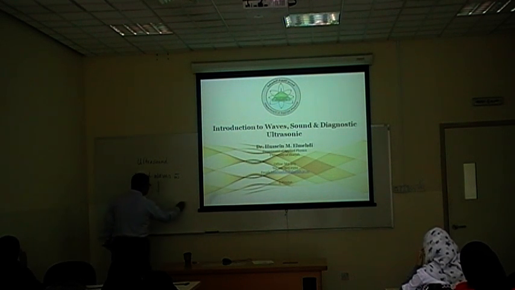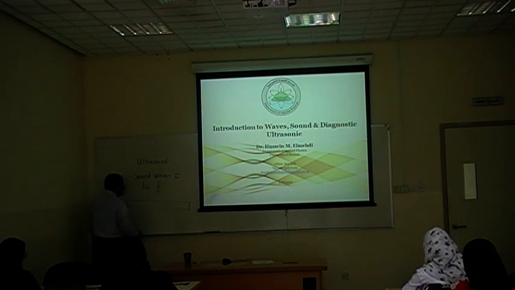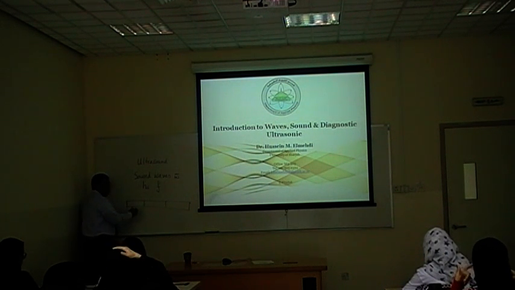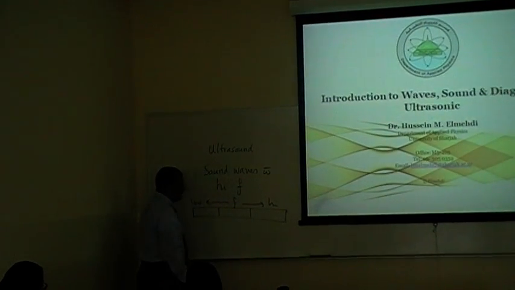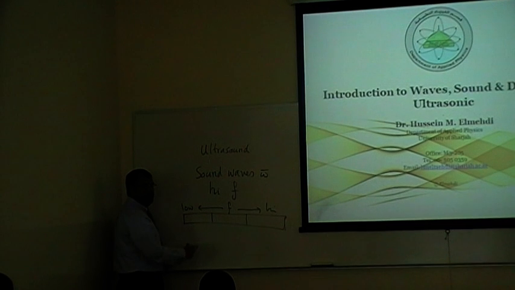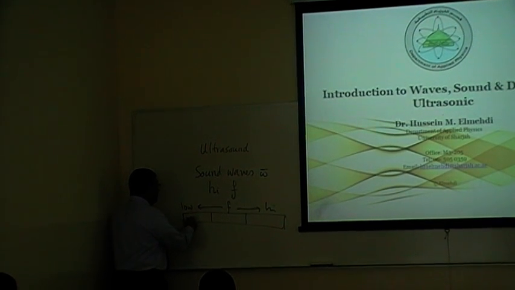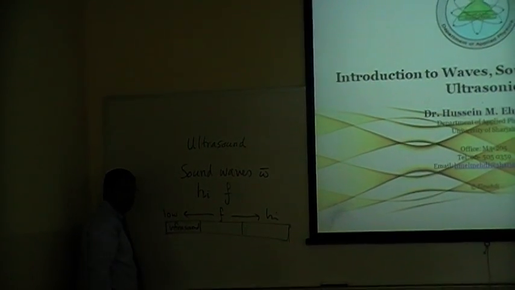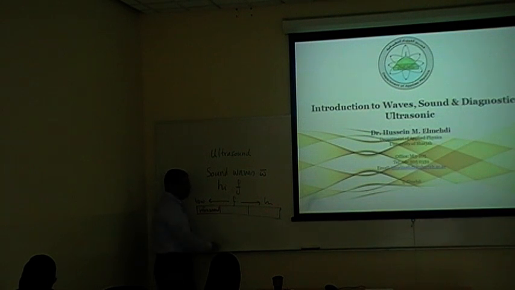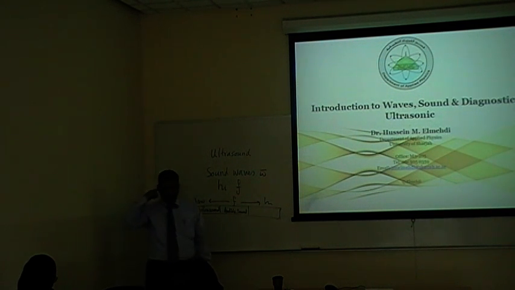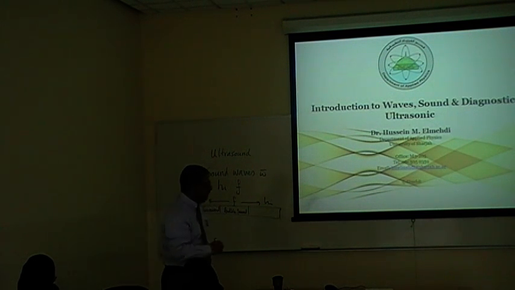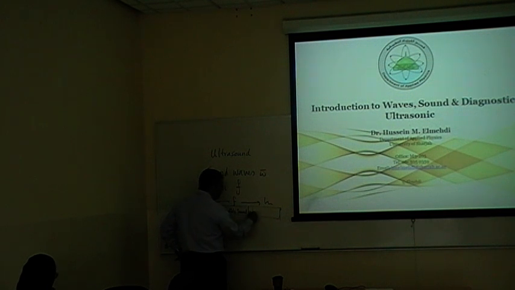And the acoustic spectrum looks something like this. If I divide it, it has three regions. This is the frequency axis, low frequency here and high frequency here. In the low frequency region, it's called infrasound. In the intermediate range, it's called audible sound. It's the sound that we hear, that our ears can analyze. And the high frequency region is called the ultrasound.